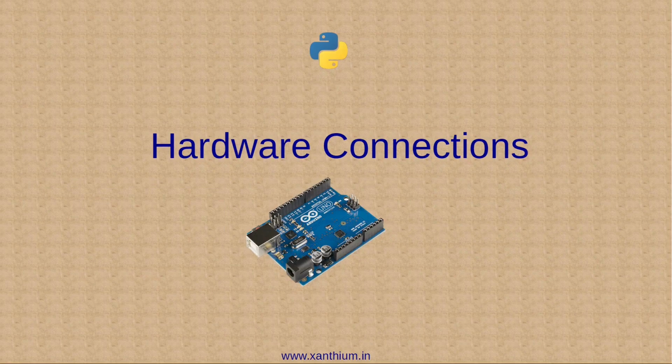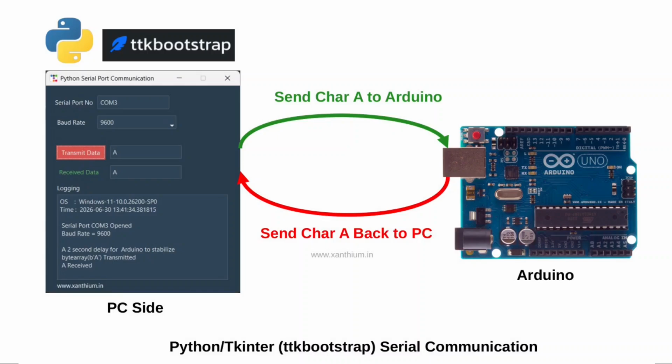We'll go back to the hardware connections. This is how the whole thing will work. We have the Python serial port communication program running on the PC side, and we have an Arduino connected to the PC through the USB port. The program will send a character to the Arduino, and the Arduino will receive the character and then send it back. That is the basic gist.